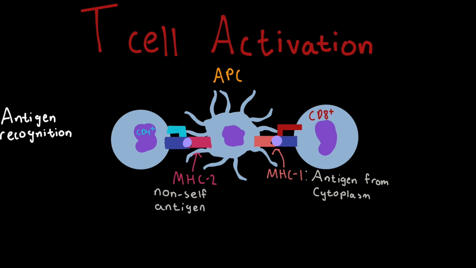Our cytotoxic T cells will have the CD8 receptor, which will bind to the MHC1 proteins found in every nucleated cell, besides red blood cells. And the MHC1 proteins convey an antigen that originates from the cytoplasm.